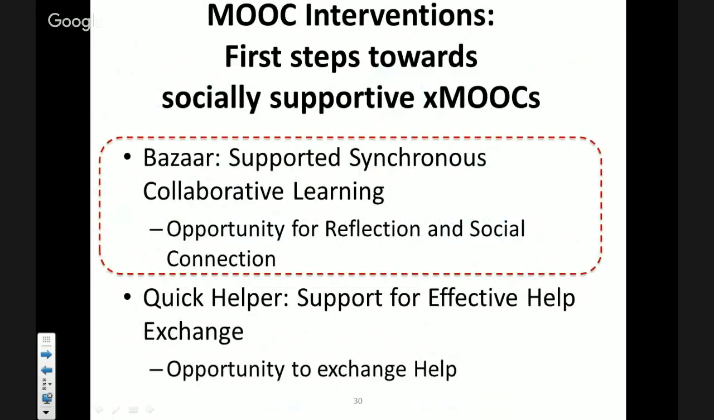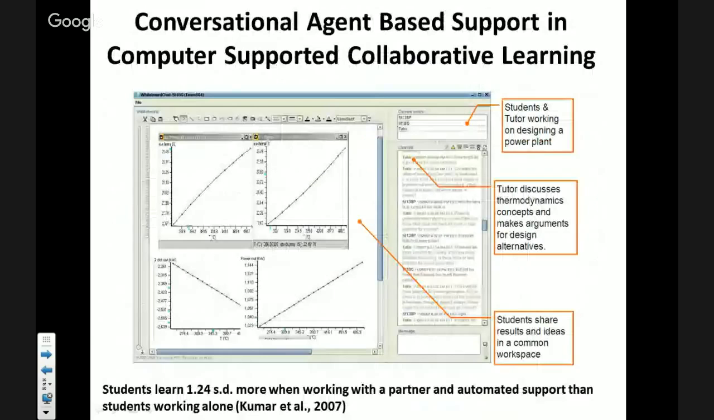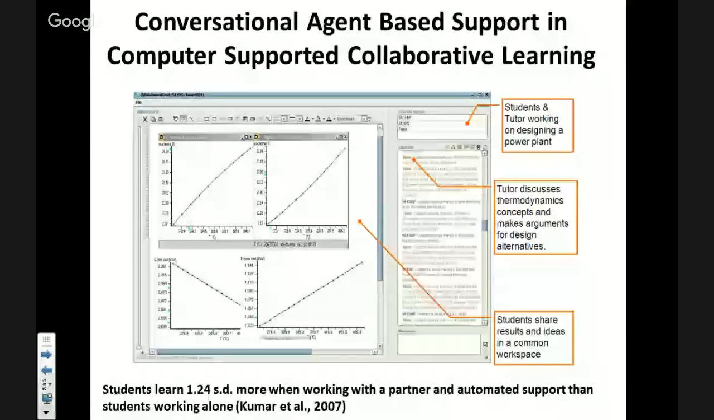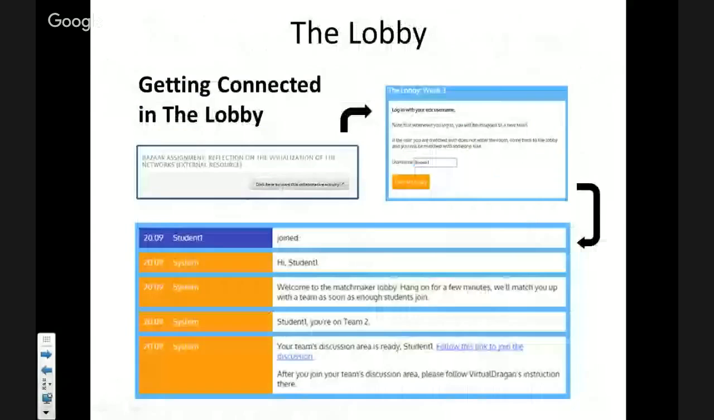And that was building on our earlier work in computer-supported collaborative learning. I already mentioned very briefly up front in the talk that it had been the focus of our research for many years in a classroom context. And we wanted to be able to offer that to students in a MOOC.